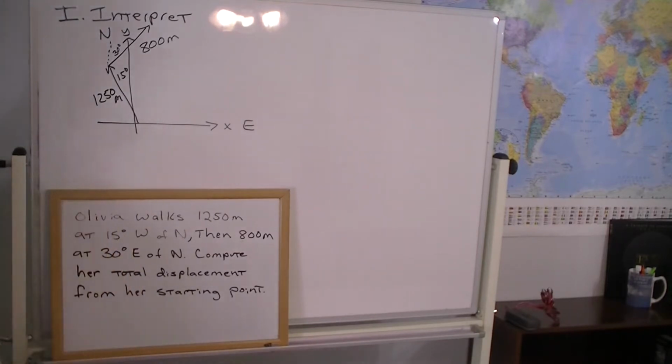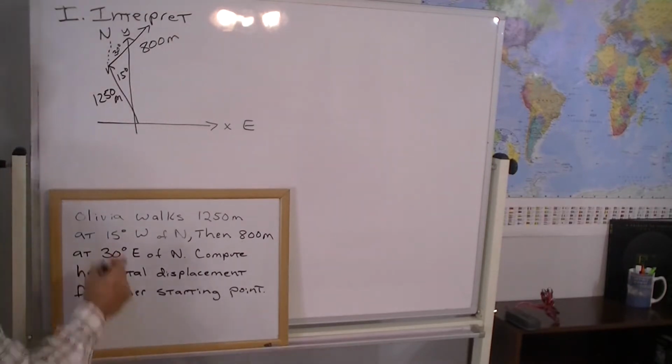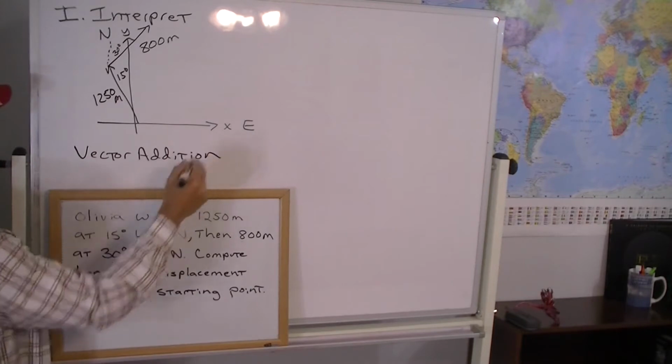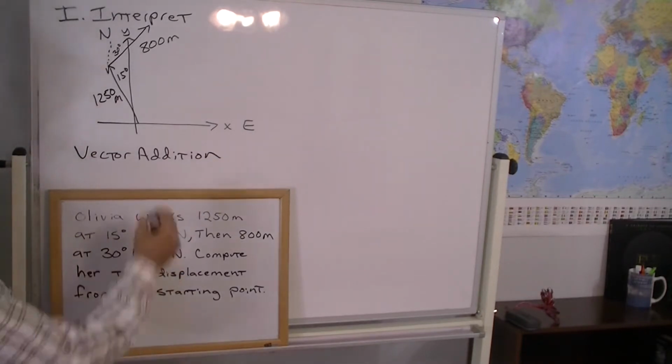Okay, so we've got a pretty good picture. And to compute her total displacement, the general principle of physics that we need is vector addition. And we're also using the definition of displacement.